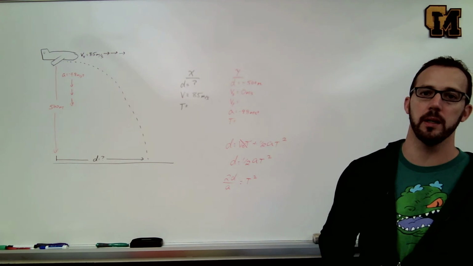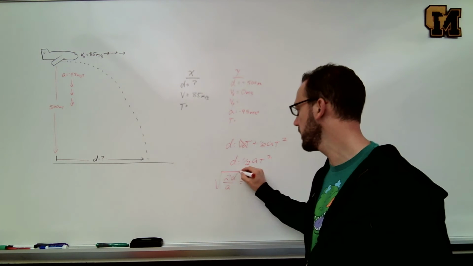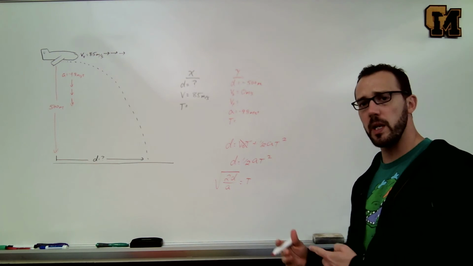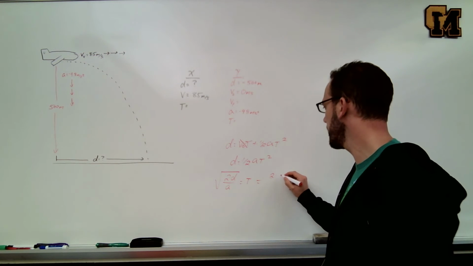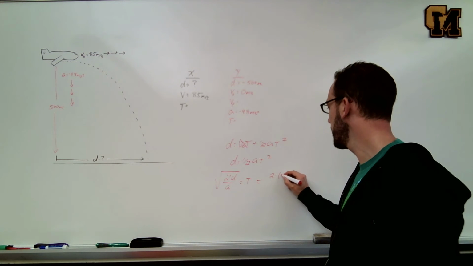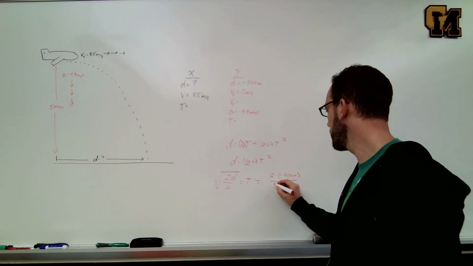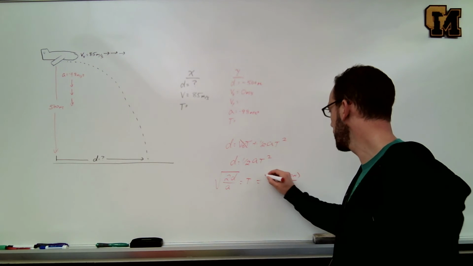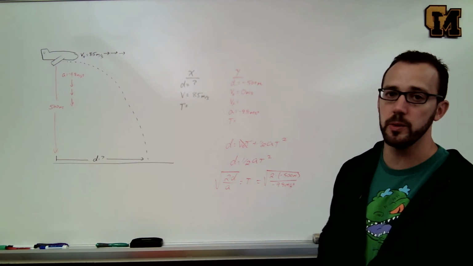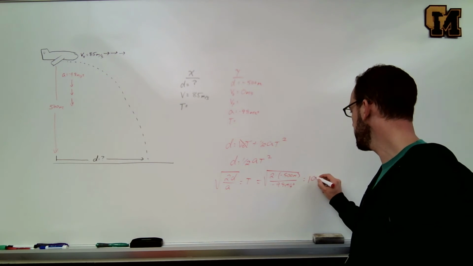But I don't want T squared, I just want T. So to get rid of the T squared part, I do the square root like so. Now I can plug in some numbers and solve. So that would be 2 times the D, which is negative 500, all over negative 9.8. And all that is under a square root symbol. And when I plug that into my calculator, I should get a time of 10.1 seconds.